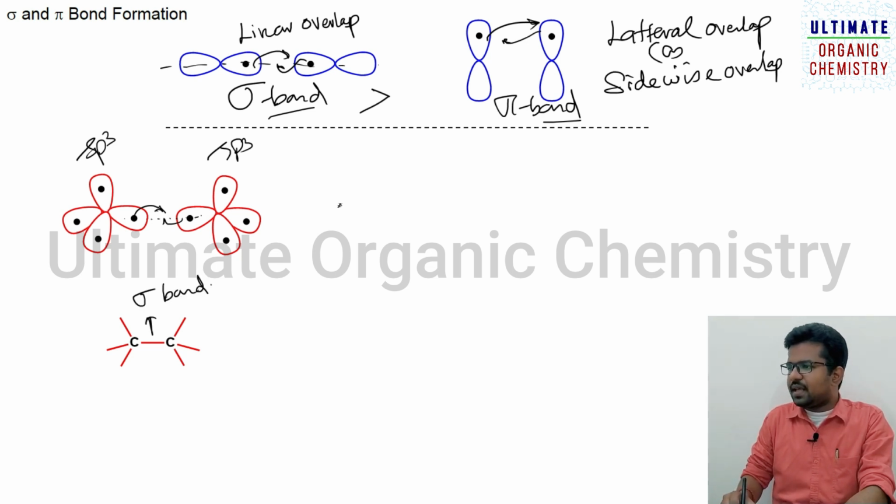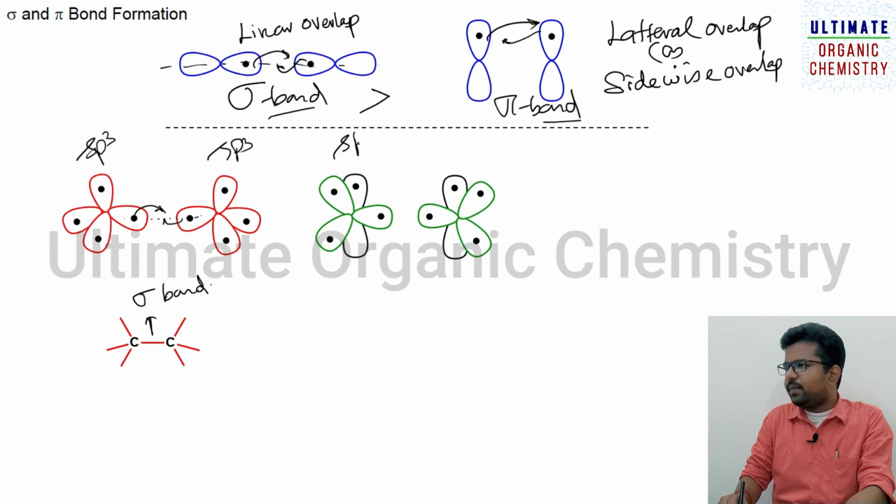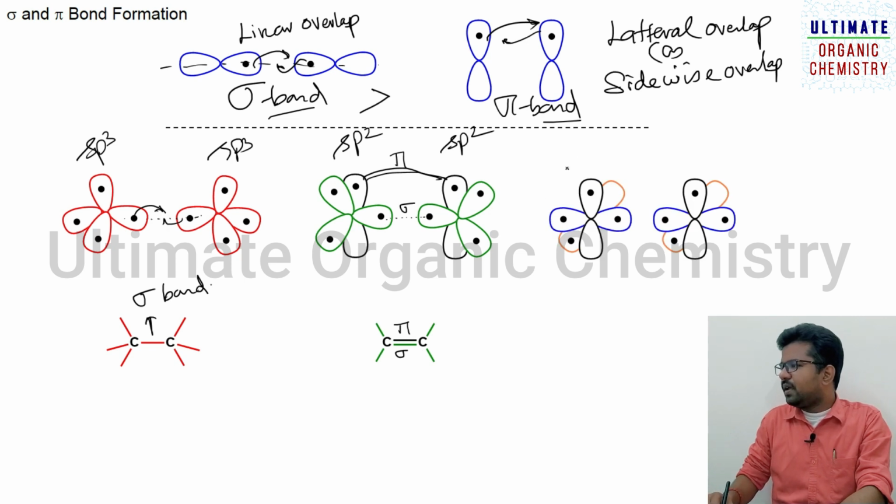When you have another example where you have an sp2 hybridized orbital and an sp2 hybridized orbital, they are approaching together. Here the orbitals are approaching in a linear fashion and it will form a sigma bond, and here the orbitals are parallel to each other. You can check here, they will approach together and lead to formation of a bond known as pi bond. You can check here, the sigma bond is given in green color and pi bond is given in black color.